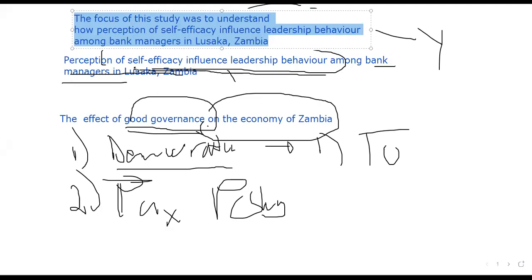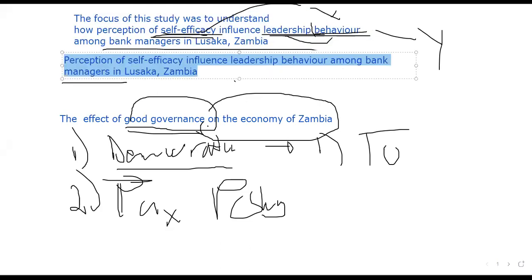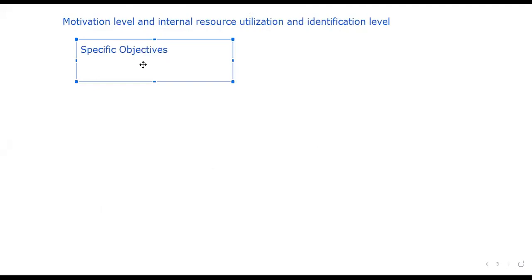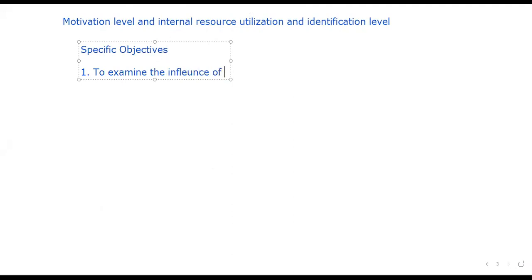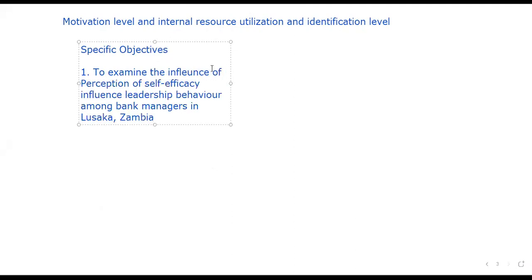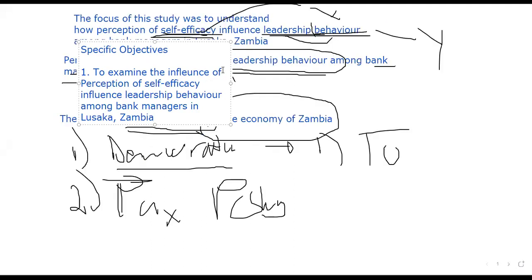Allow me to just get this so that I don't waste a lot of time, and then bring it here. And then I'm going to say that specific objective number 1 is to, so I'll pick the very same motivation level. Okay, so I'll say to examine the influence of motivation level. All right, let me first, oops, what's going on now?